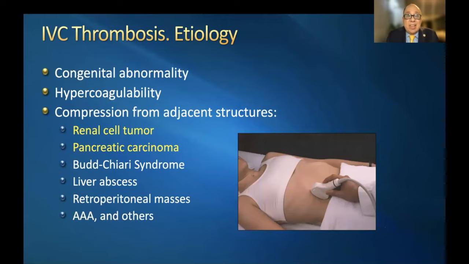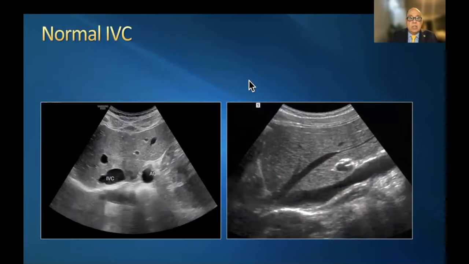Congenital abnormalities of the vessel, hypercoagulability states are another condition present, compression from adjacent structures. And we can have invasion of renal cell tumors or pancreatic carcinoma. Also Budd-Chiari syndrome, liver abscess, retroperitoneal masses, and AAA and others. In our center, in our lab in Venezuela, the renal cell tumor and the pancreatic carcinoma, even ovarian carcinomas are frequently a cause of the IVC thrombosis.